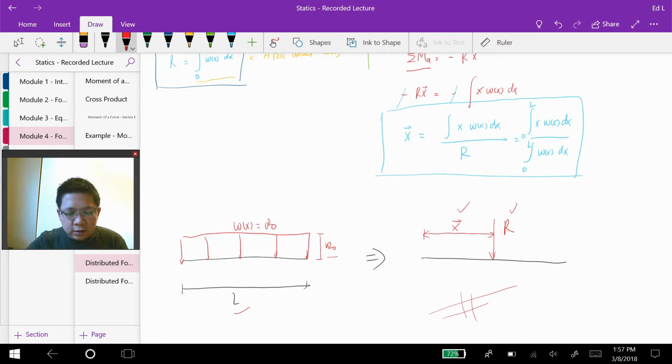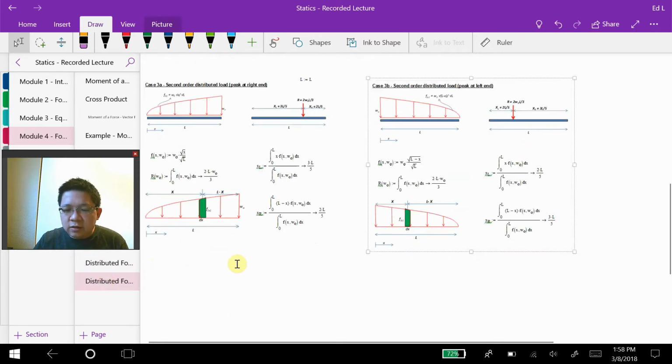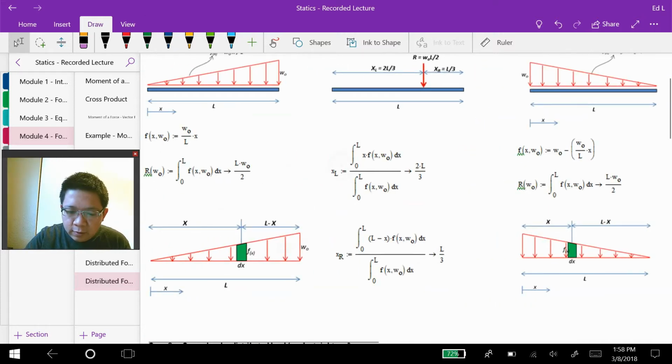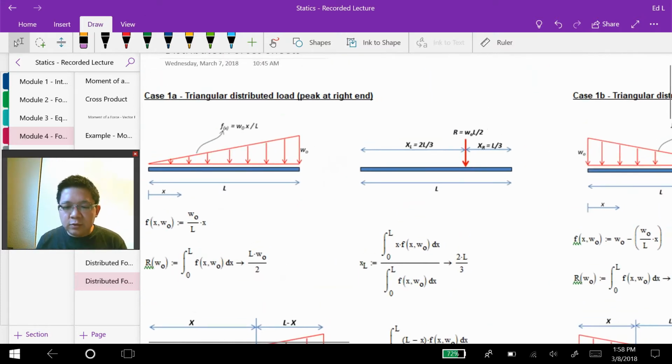Meanwhile, the next thing that I'm going to show you, instead of having a uniform distributed force, sometimes I may ask problems where the distributed force is not uniformly distributed, but rather is distributed through some functions. For example, here we have a triangular distributed load with peak at the right end. So the peak is at the right end of the beam, and the peak intensity is w naught.